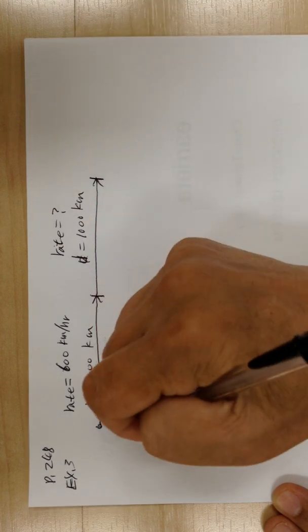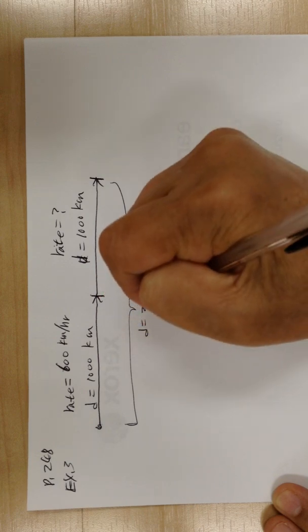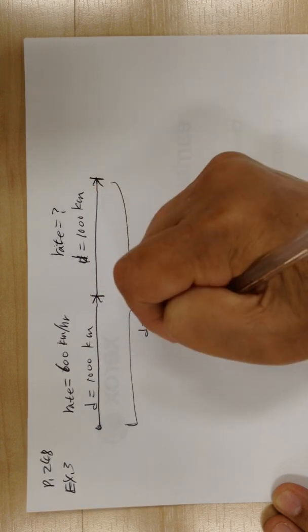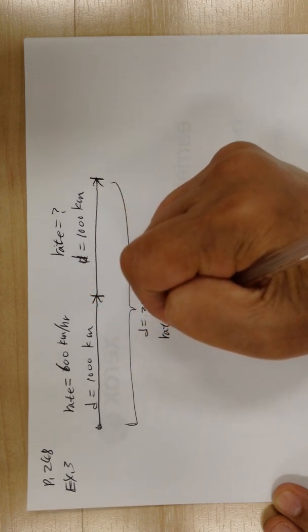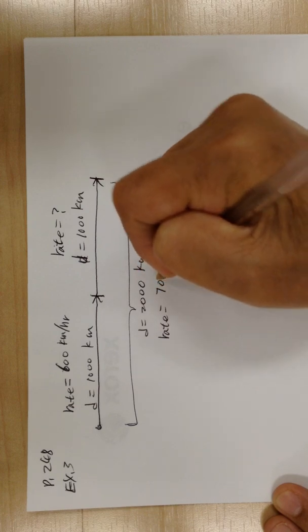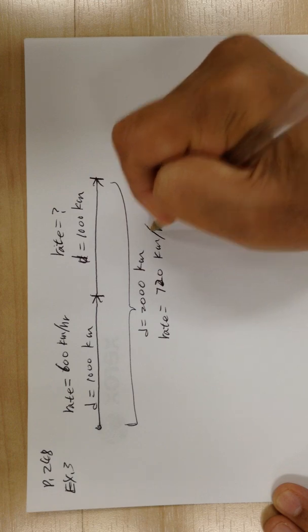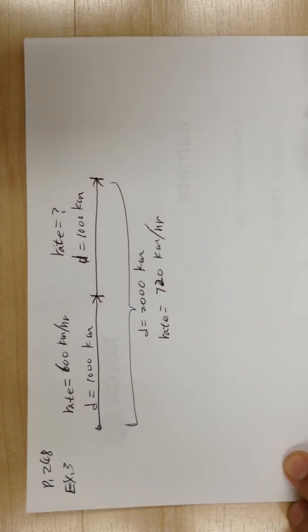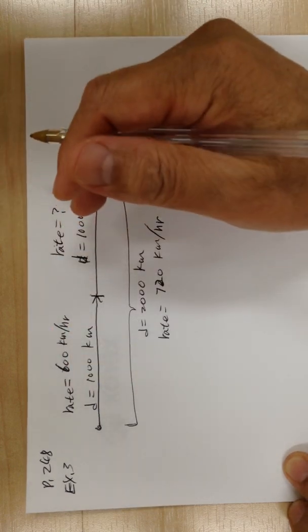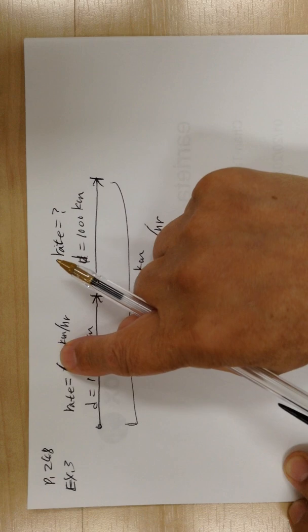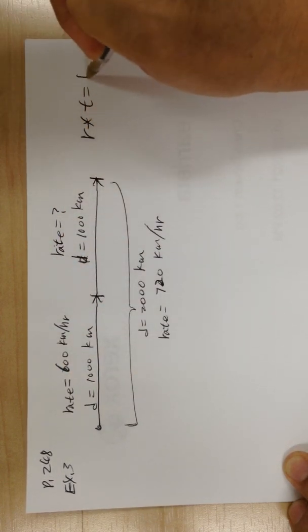And this whole trip, the distance equals 2,000 kilometers, and the rate equals 720 kilometers per hour overall. We're looking for the rate, but first we need to figure out the time. So the formula for motion is r times time equals distance.